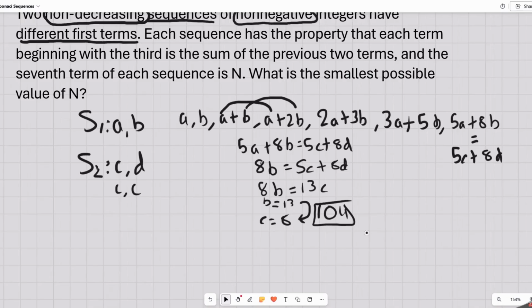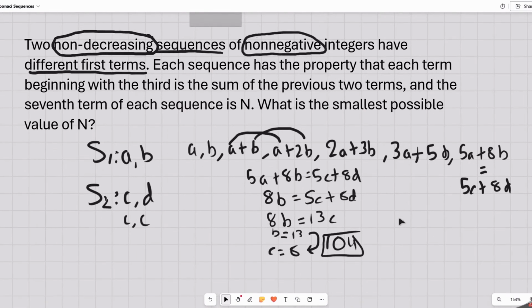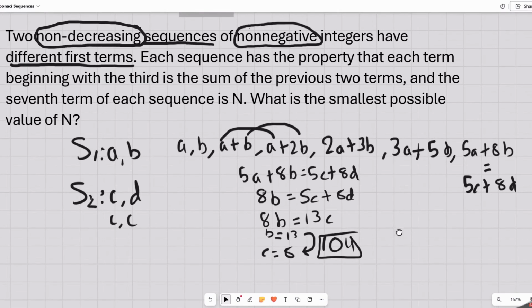This is how we tackle the problem, by making it as simple as you can. But obviously on the actual MC, you want to check for other answers. Here, this is just the simplest way, but it does involve some risks. There could be some more possible answers, but in this case, 104 is the correct answer to this question.